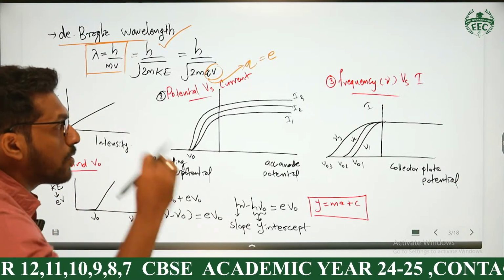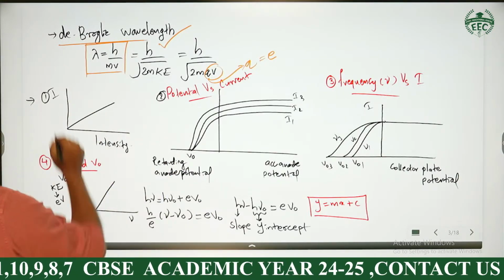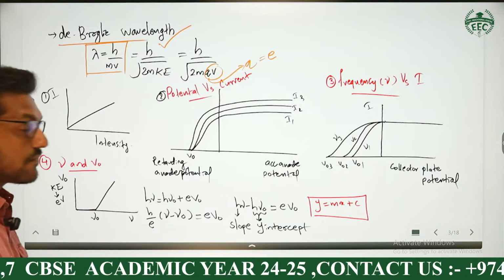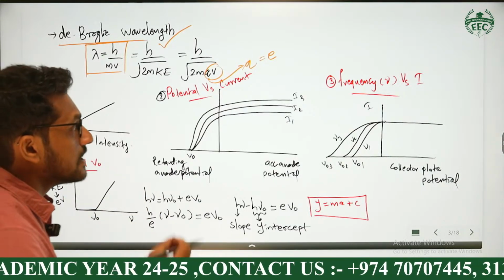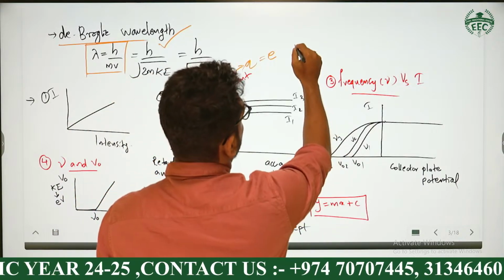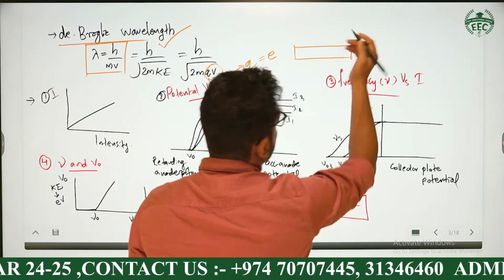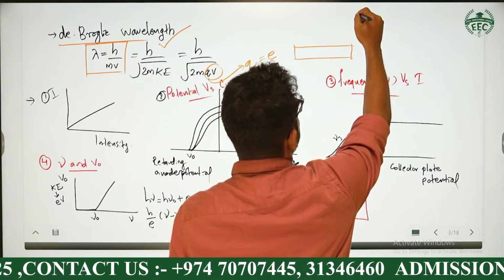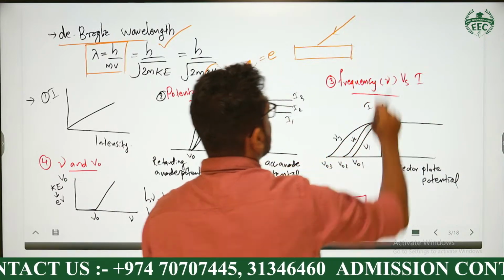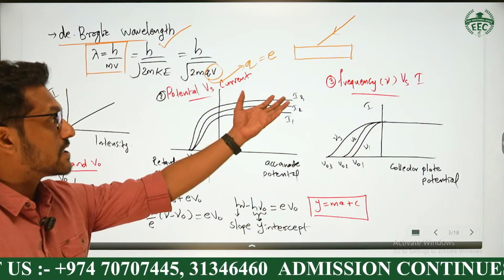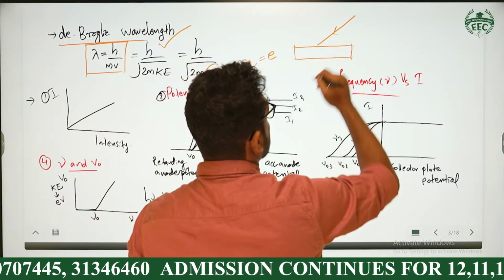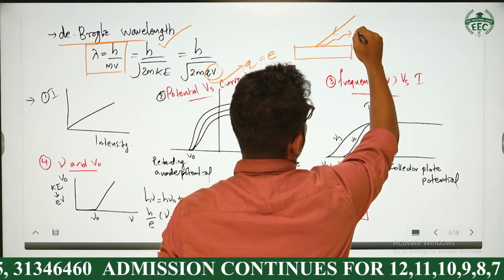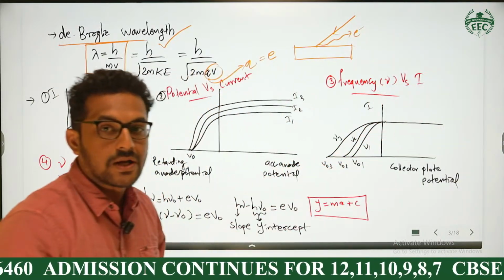There are some important graphs. The first graph is the photoelectric current. Before that, let me just introduce you to the photoelectric effect. When light comes onto a metal surface, the surface has a property due to which it can emit electrons. That is called the photoelectric effect.